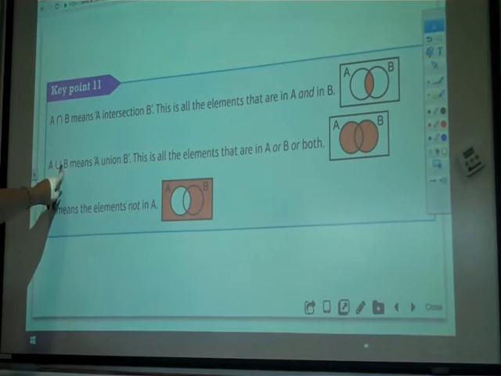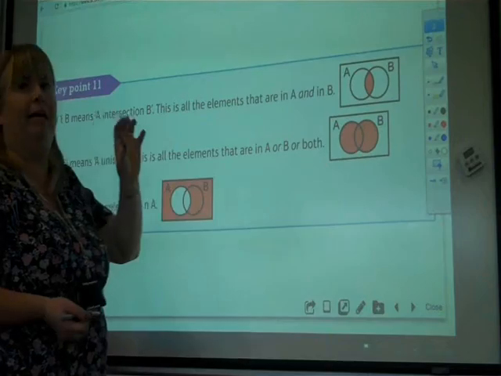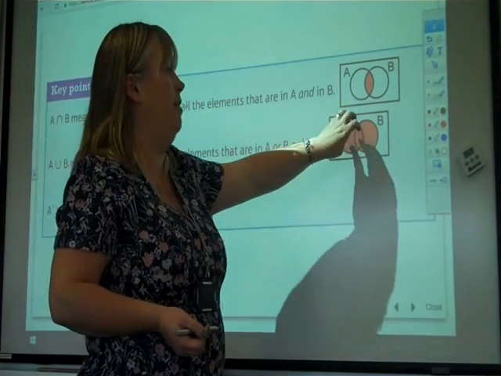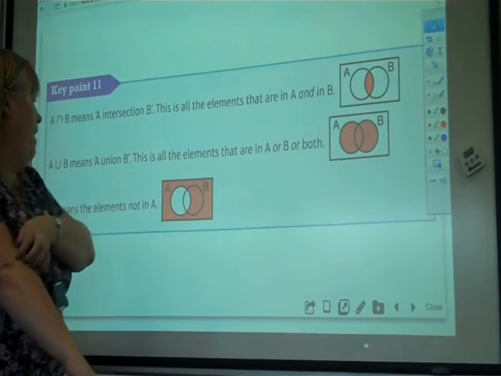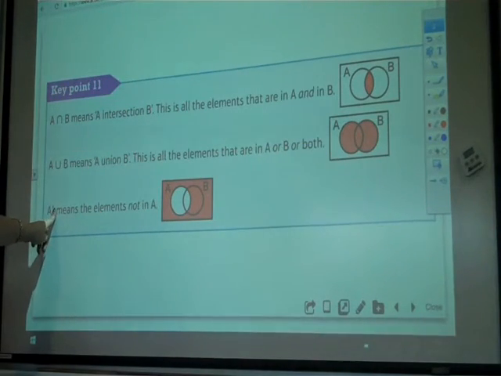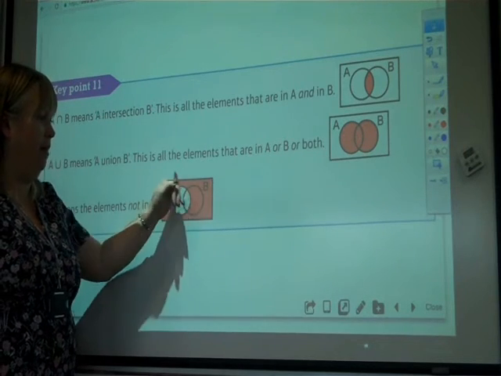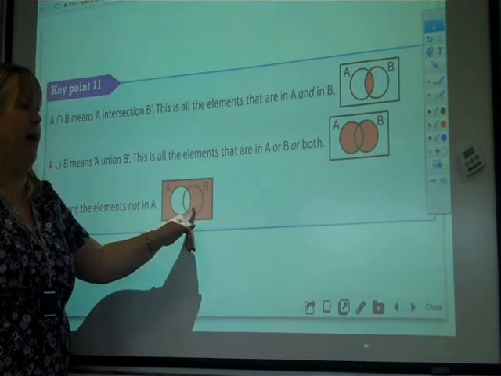Here, A U B means A union B. That means A or B or both. So it's anything that's within those circles on the Venn. And if you've got a little dash above something, it means it's not in that section. So A dash means the elements that are not in A, so it means everything else that's around it, or in the B section there.